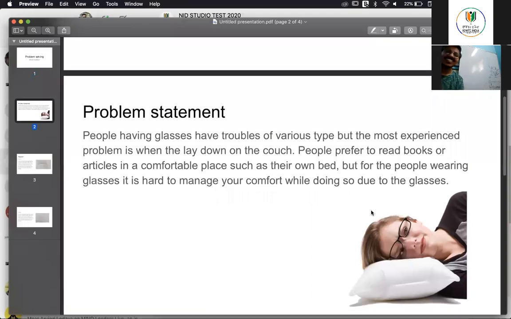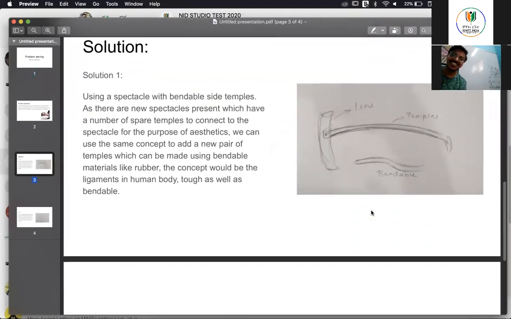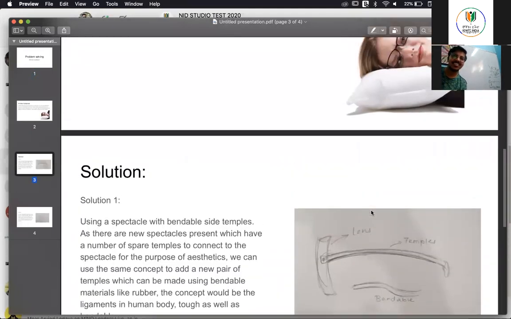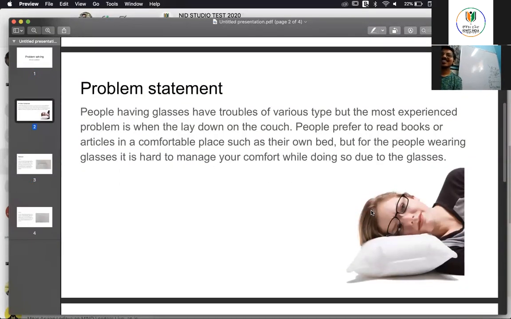You need to be in a comfortable position to read it. But when you're lying on the bed on one side, you can't read it because of the temples of your spectacles. So that was the problem I faced almost every day. So I took it as my problem statement.